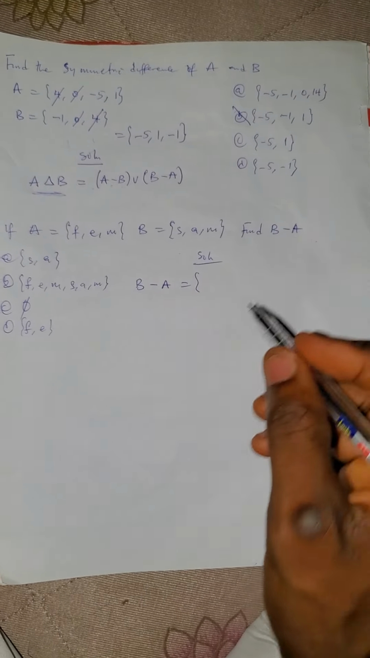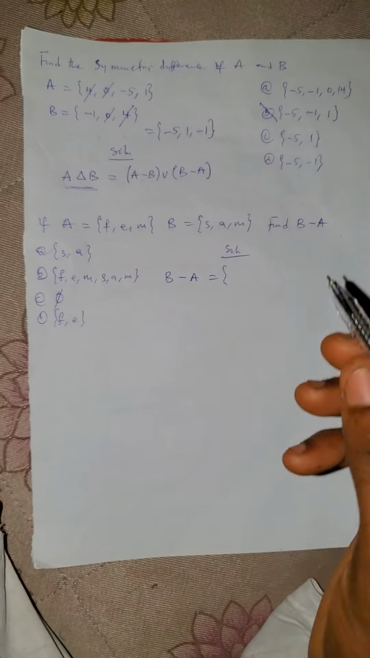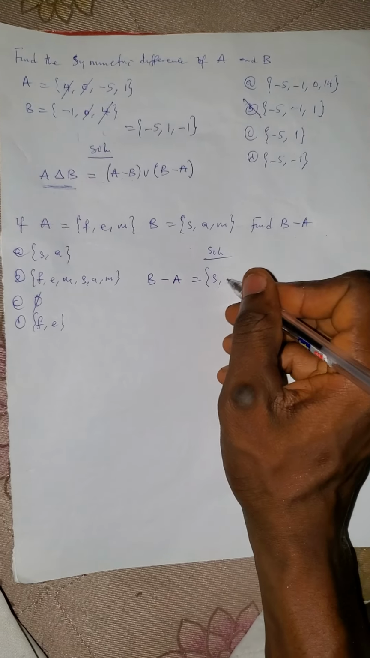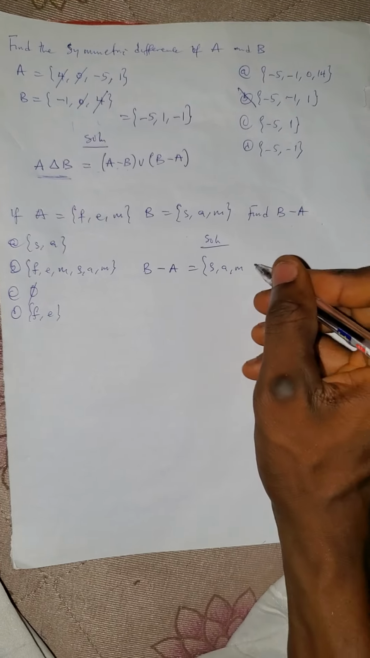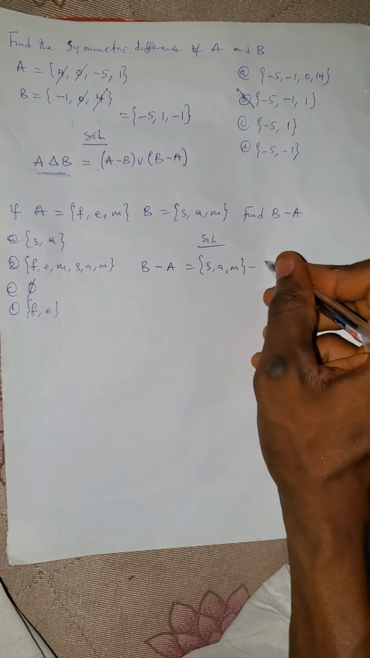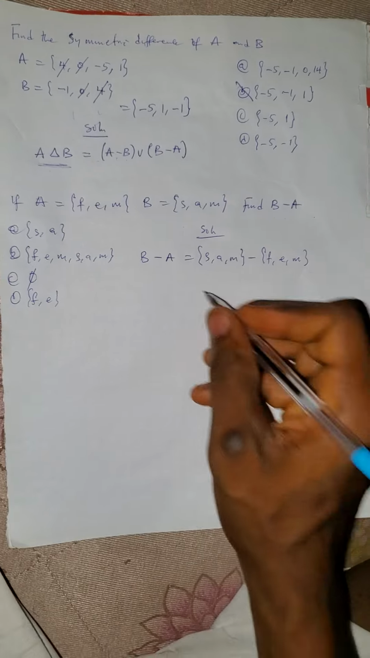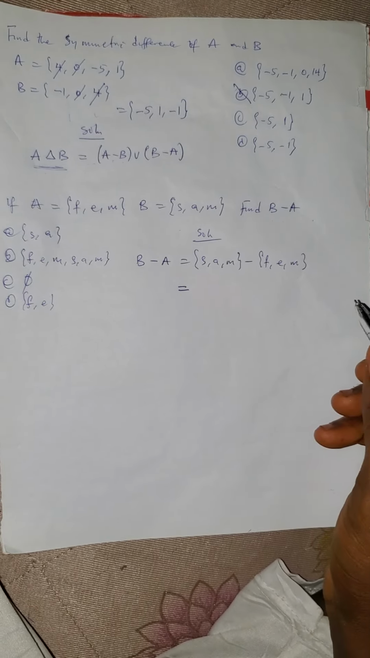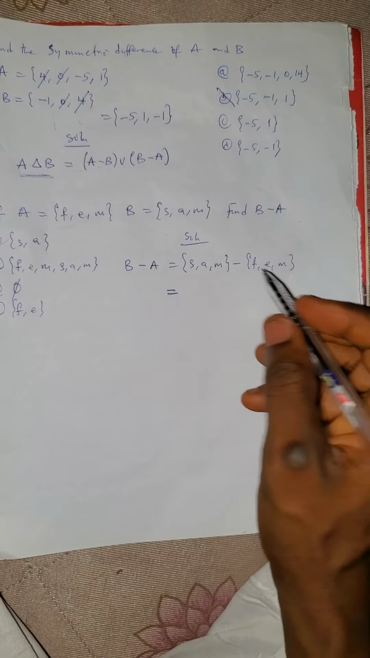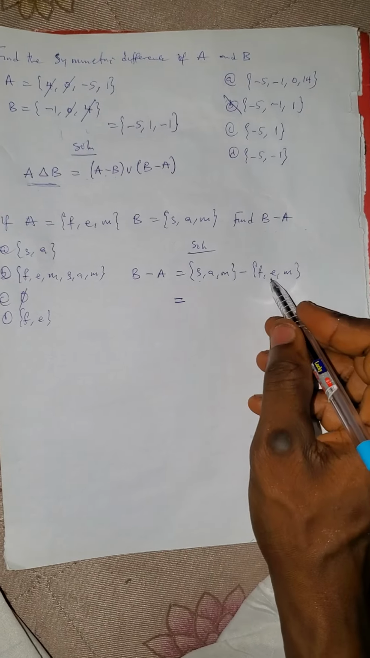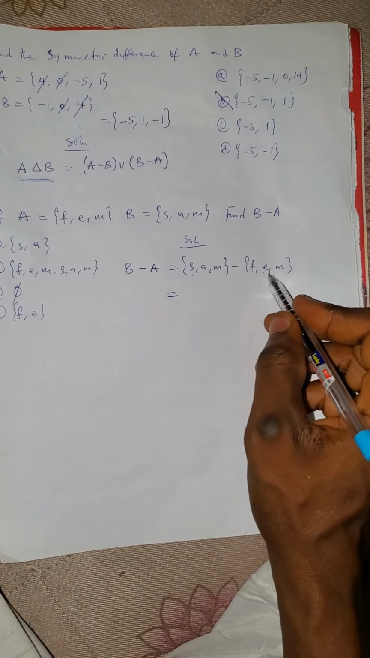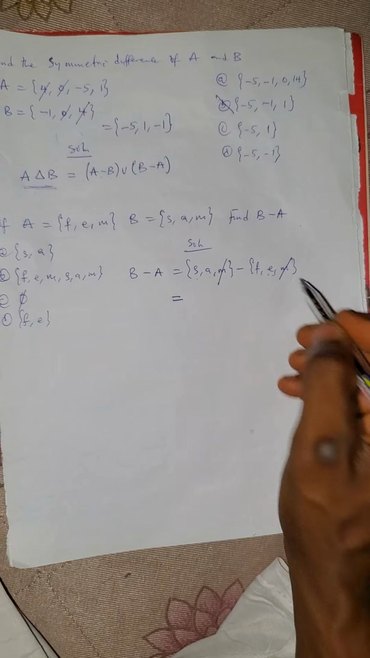But B minus A, if you want to do B minus A, what's your B? S, A, M, minus what's your A? F, E, M. Now, you cancel what they have in common. S is S here, no. A is A here, no. But M is here, M is also here.